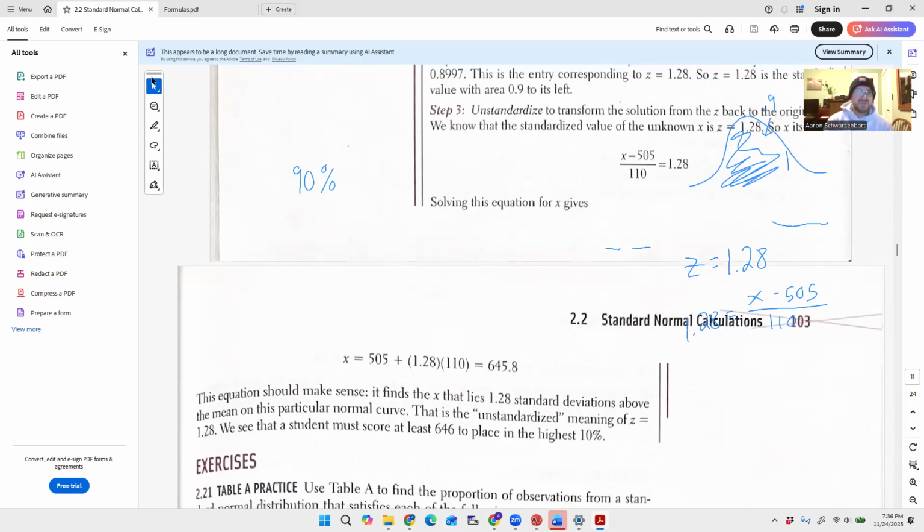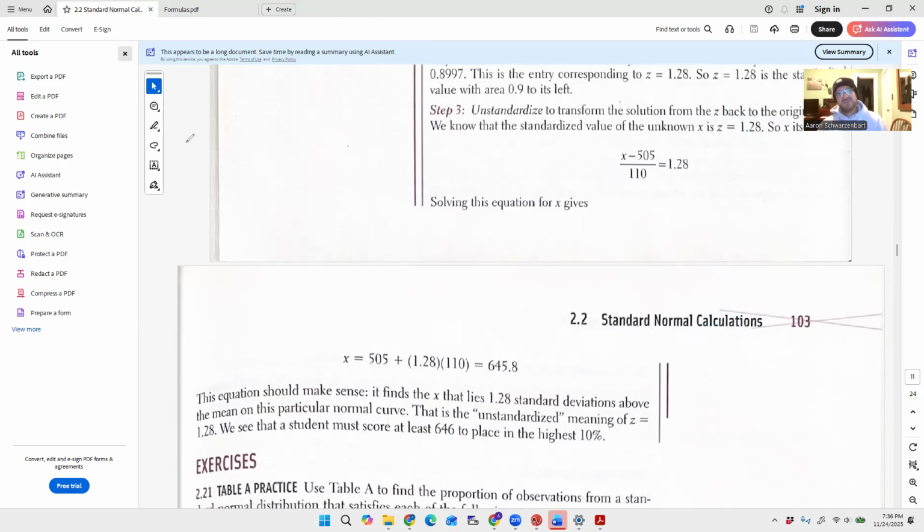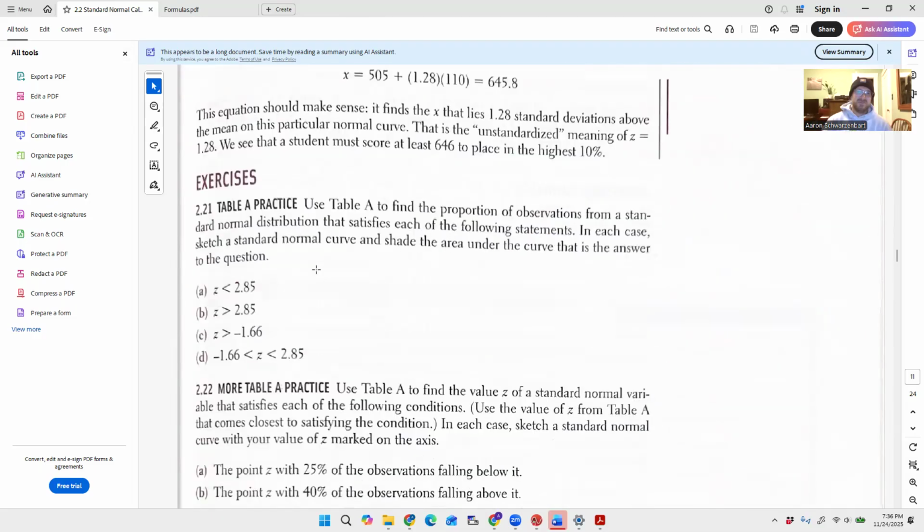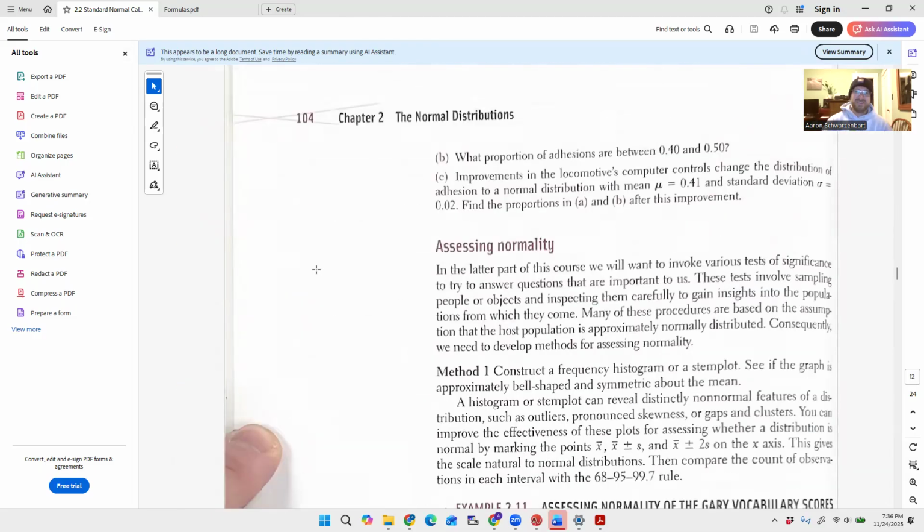So finally, step 4: a student must score at least 646 to be in the top 10%. Since it says in the top 10%, you must round that up. We must give that in interpretation of the problem. So I should say a student must score at least 646 on their SAT verbal to be in the top 10% of the SAT verbal section. I don't think they call it verbal anymore, but that's what they used to call it.